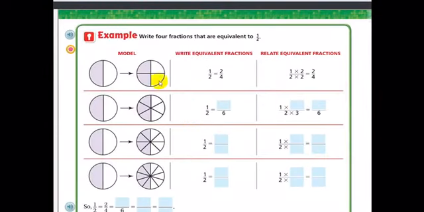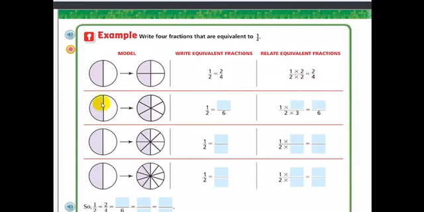Here for example, I have a model. A circle: we divide the circle into 2 equal parts, and here I divide the same circle into 4 equal parts. Okay, here half equals how many quarters? Equals 2/4. I colored 1 part of 2, it will be half. And here I have 4 parts, and we color 2. Half equals 2/4. We do 1 over 2 times 2 over 2 gives me 2/4.